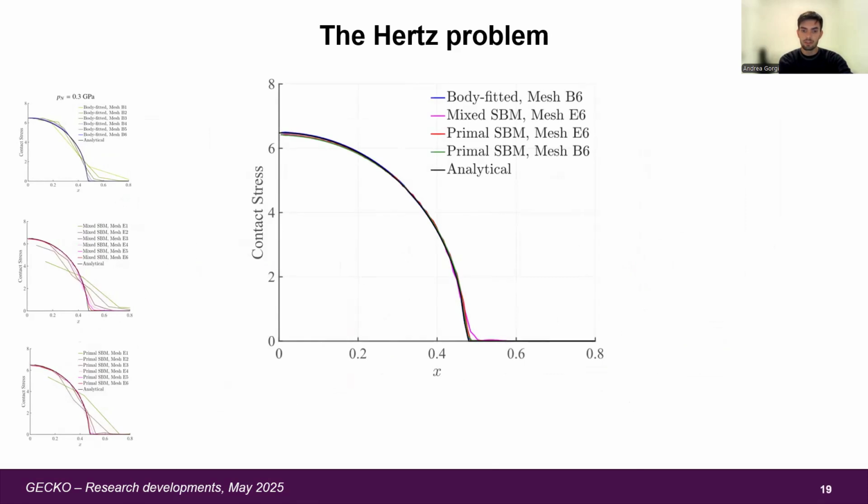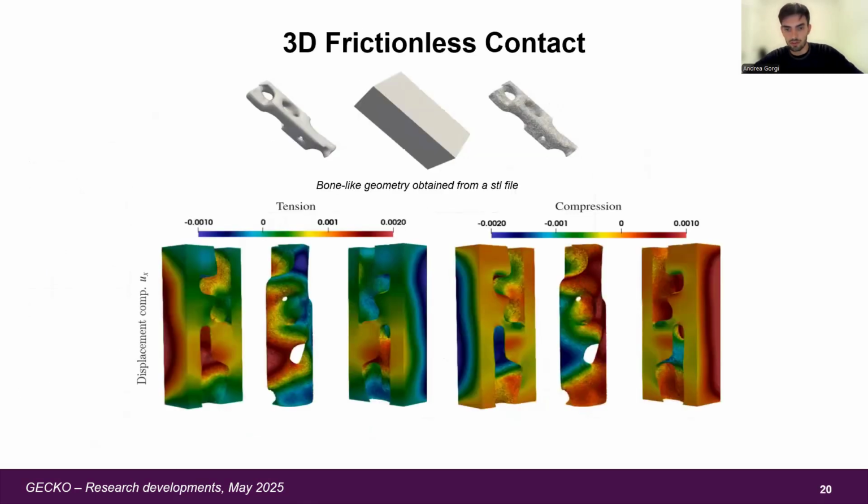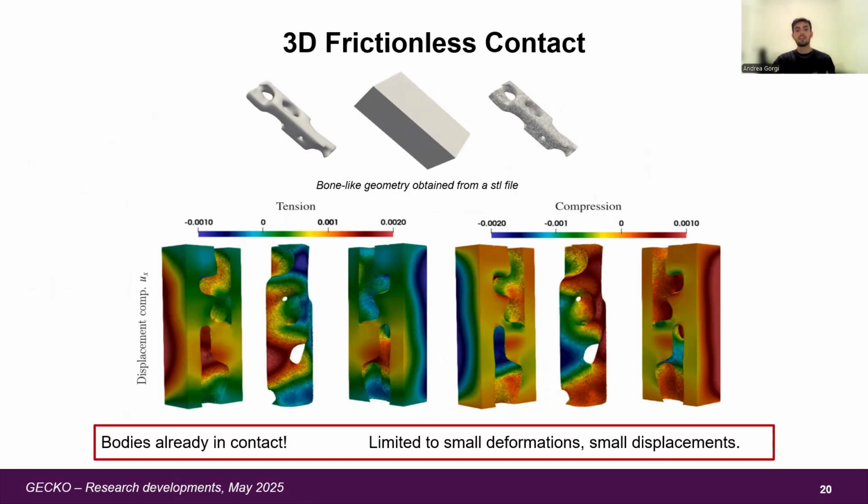So this is the final comparison of all 3 methods with the final mesh, and we were quite happy because we were able to achieve a final relative error on the maximum contact stress which was below 1% for all of the methods. Well, we were able also to extend this method to more complex geometries and even 3-dimensional ones obtained from STL files, but still this was just a preliminary test because, as I said, this can only work for bodies that are already in contact and is limited to small deformations and small displacements.